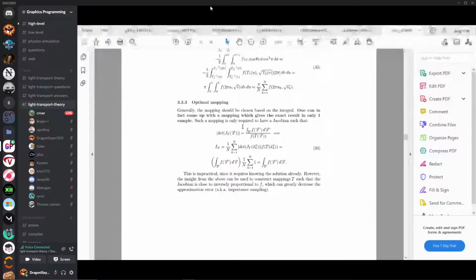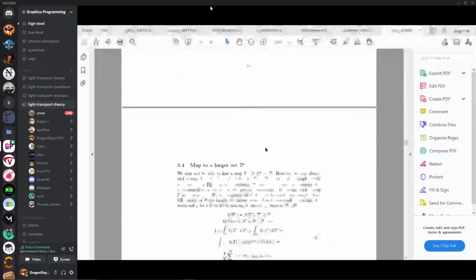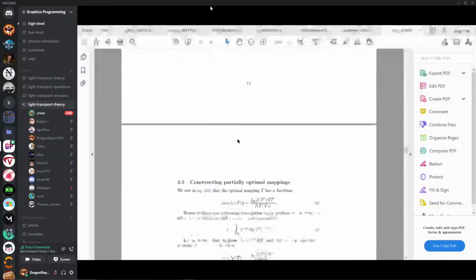In practice, you do not have this. Obviously, it requires knowing the solution. In practice, you do not know the solution, but maybe you know a good approximation of f. For example, you have an approximation of f, some function, let's say q, and you can integrate it, and then you can use that to perform importance sampling. Okay, we'll skip that, not very important.